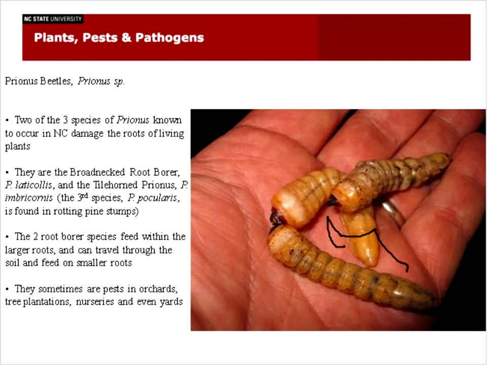Fully mature larvae can be up to almost 3 inches long. The adult Prionus males are smaller than females. Males might be an inch and a quarter to an inch and a half. Females might be up to 2.25 inches long. They can be pests in orchards, tree plantations, nurseries, sometimes even in yards, but usually in natural areas where you have a variety of tree species, different ages, and natural enemies of these things, you're not going to have a big problem from them.